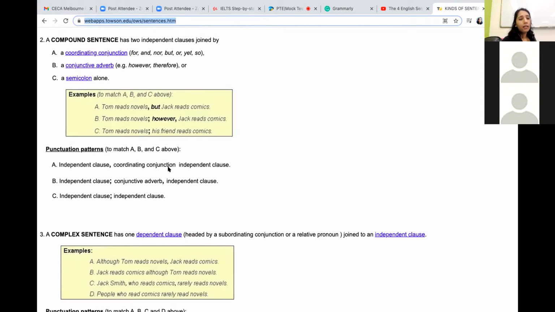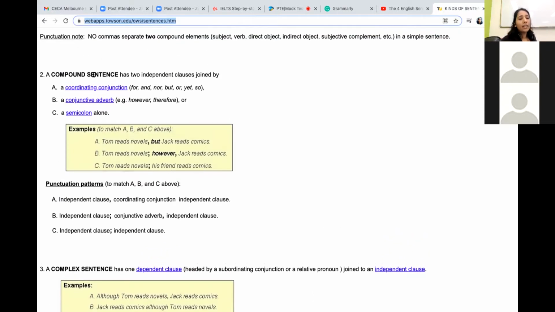Then if you look at a compound sentence, it'll have a coordinating conjunction, which I'll explain someday in future, and a semicolon. So for your task 2, try and put one compound sentence. If you can make a note of this. So for your task 2, there should be at least one compound sentence throughout your essay. But task 1, you're not expected to actually write a compound sentence.